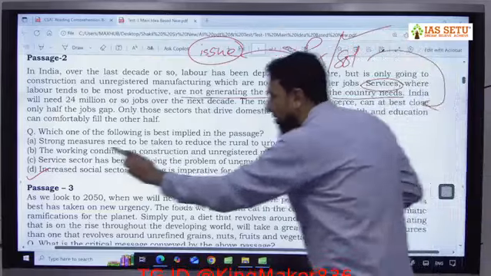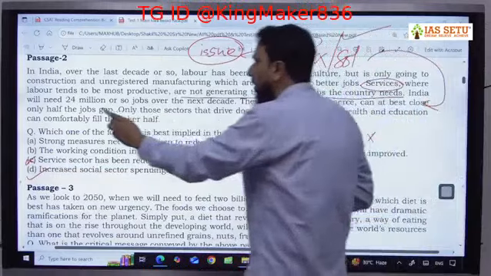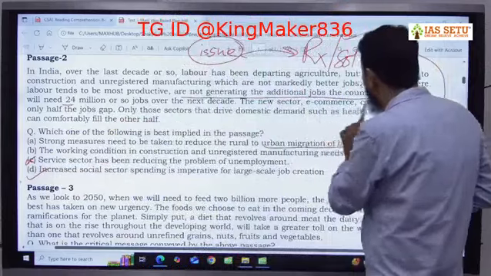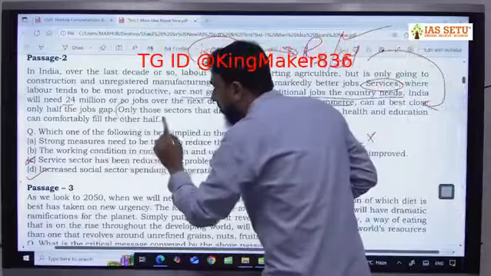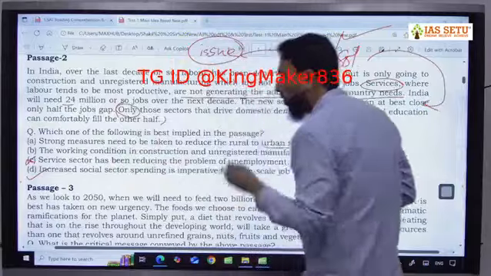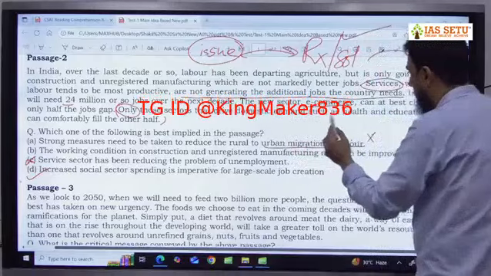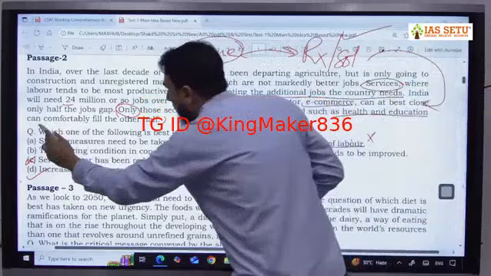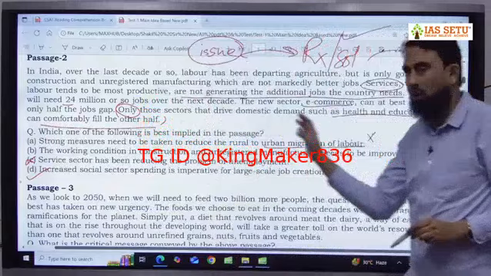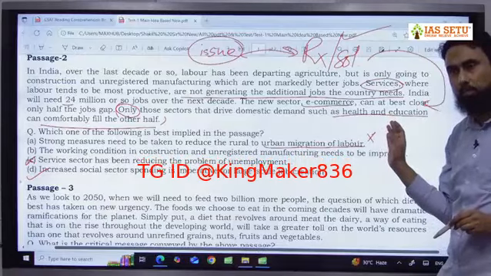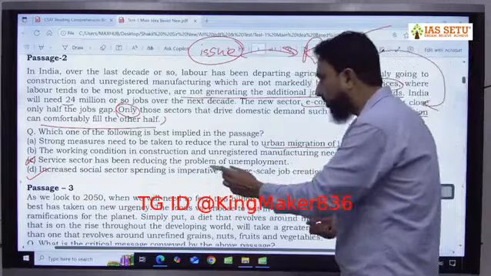तो सर्विस को तो वो, it means does not represent. Then he says India will need 24 million or so jobs over the next decade. The new sector e-commerce can best close only half the jobs gap, only those, and this is a keyword here because he emphasizes on this point. Those sectors that drive domestic demand such as health and education can comfortably fill the other half. So author's point is that only these sectors can fill the gap, employment gap. अब health और education क्या होता है? That is a social sector.